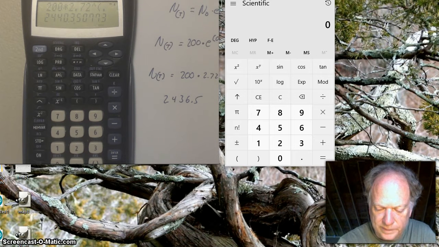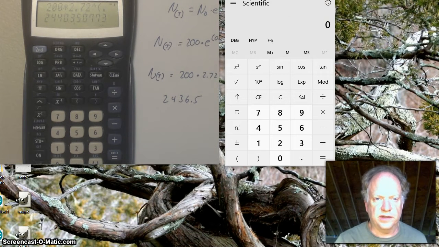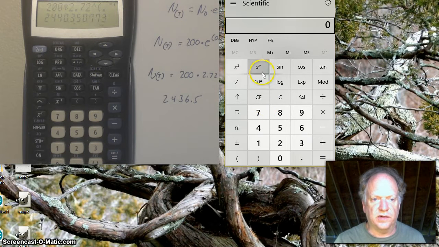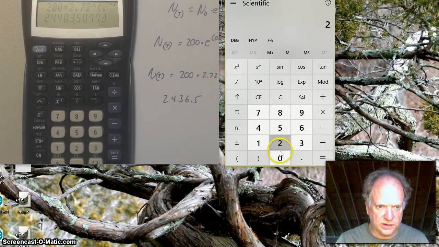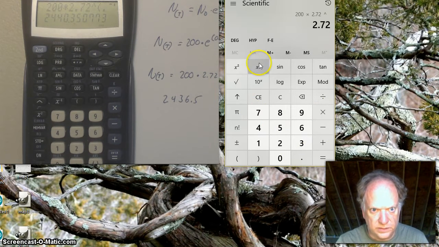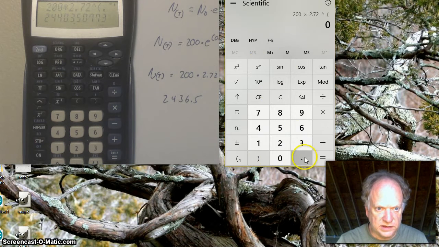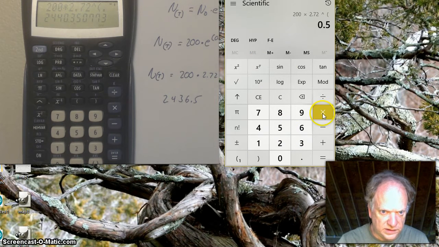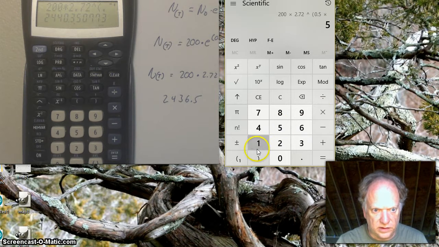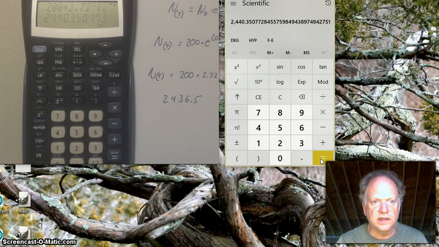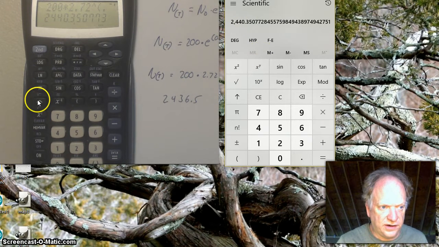I'll round that to 0.4. Okay, and last I'll do it on this calculator here using the function x raised to the y. It's going to be 200 times 2.72 raised to, open parentheses, 0.5 times 5, close the parentheses, equal. And you see, once again, we get the exact same number we did on the calculator by using either the caret or this key right here.